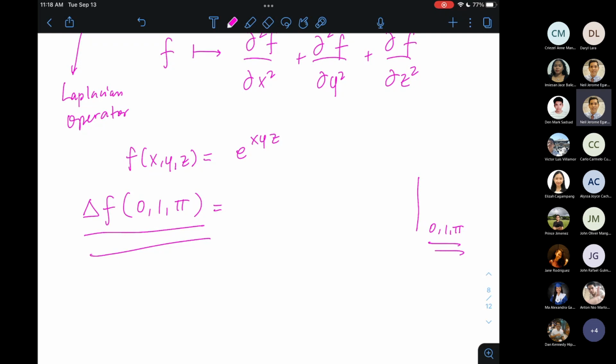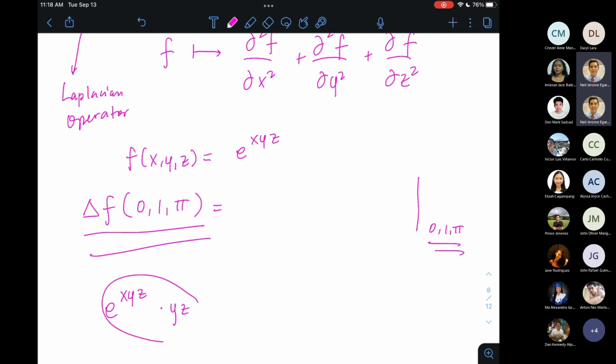Pero ano si Laplacian? Okay. Second partial derivative. With respect to x, ang derivative ni e to the xyz ay sarili niya times, ano yung multiplier dito? Partial with respect to x muna. Partial with respect to x, siya ay magkakaroon ng, tama ba? Yz, no? Kasi it's x times a constant, derivative niya ay yung constant, so yz.